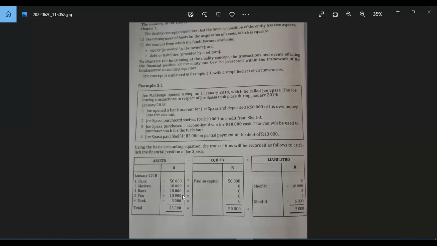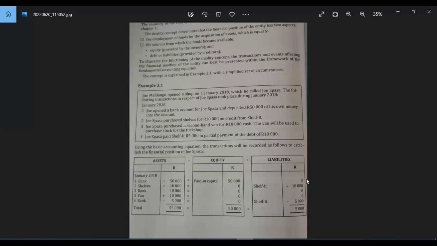The last one, Joe Spaza paid Shelvit 5,000 Rand in partial payment of the debt of 10,000 Rand. So remember, they bought those shelves for 10,000 and now they're paying 5,000 towards that. So your bank account will decrease because you are paying money. So minus 5,000 in your assets and your liabilities will decrease by 5,000.